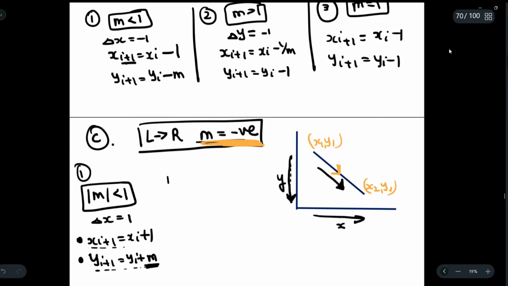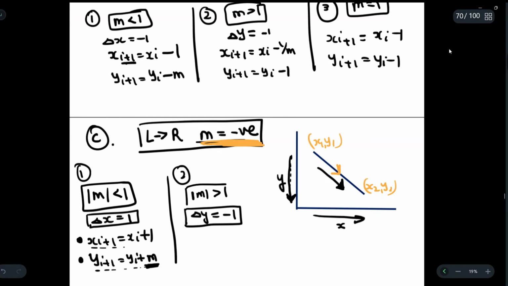Now let us come to the second case, that is when mod of m is greater than 1. In this case we will take the value of del y as minus 1. Over here we took del x as 1. Now we will take del y as minus 1. Now we will get the next x coordinate as xi minus m, and the next y coordinate as yi minus 1.